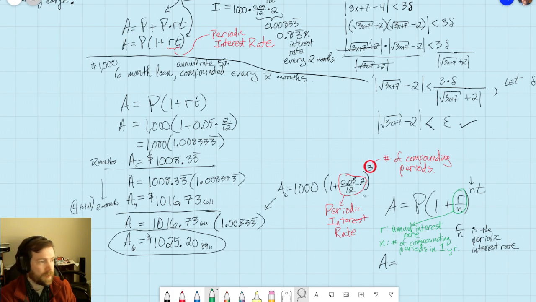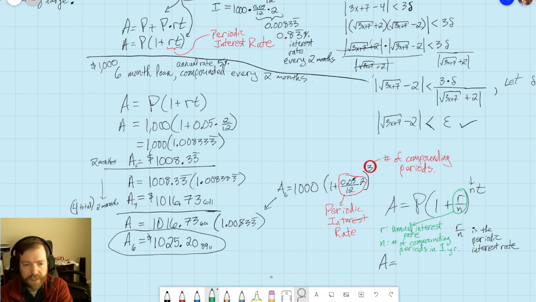So this is what we did up here. We said that the interest rate we're going to get for every 2 months is going to be this 0.833, etc. %. So we get this number, 0.008333, which is going to be added to 1 and then multiplied to all of our numbers over and over and over again.